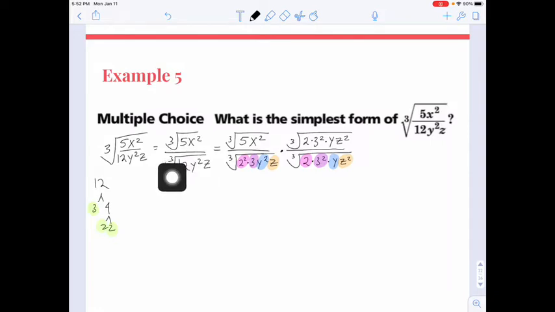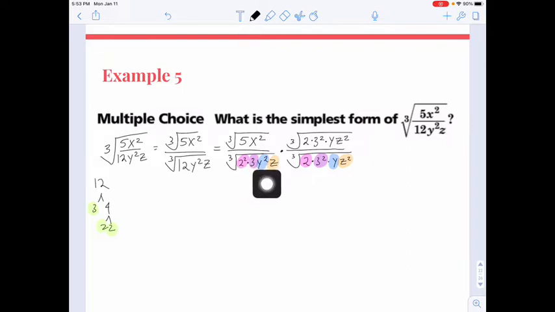Now, since we're looking at a cube root, we're looking for 3 of a kind. So to rationalize the denominator, we need to have 3 of a kind of everything that shows up in our denominator. You want to look at the prime factorization of any number you have. So since we have 12, I did a little factor tree. 3 times 4 gives us 12, 3 is prime, and 4 can become 2 times 2. So the prime factorization of 12 is 2 times 2 times 3, or 2 squared times 3. So here, instead of 12, we have 2 squared times 3. I left the y squared and the z the way they were.